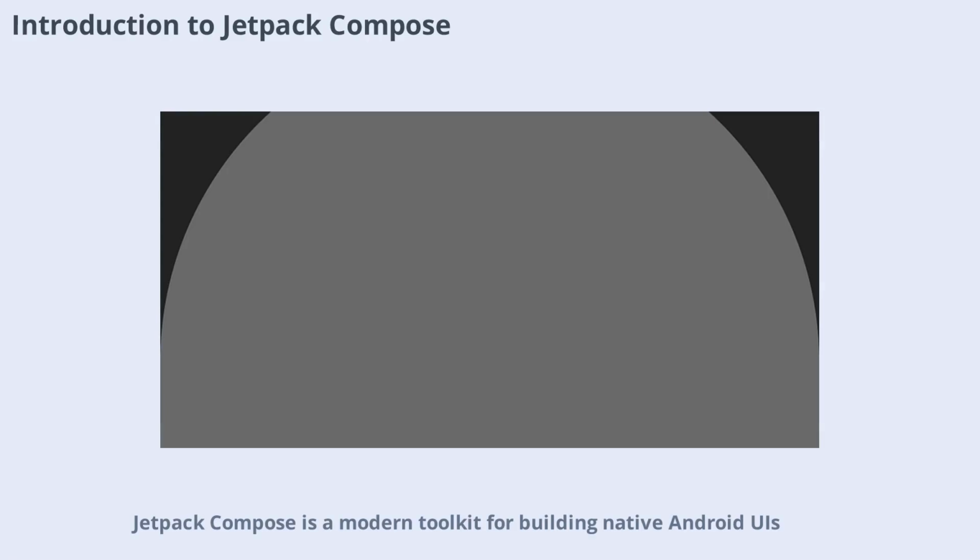Jetpack Compose is a modern toolkit for building native Android UIs, and it's changing the way developers create apps. But to truly harness its power, you need to understand how Compose manages UI updates efficiently. Two key concepts that help with this are the @stable and @immutable annotations. These annotations inform the Compose compiler about the stability and immutability of your data, which directly impacts performance.